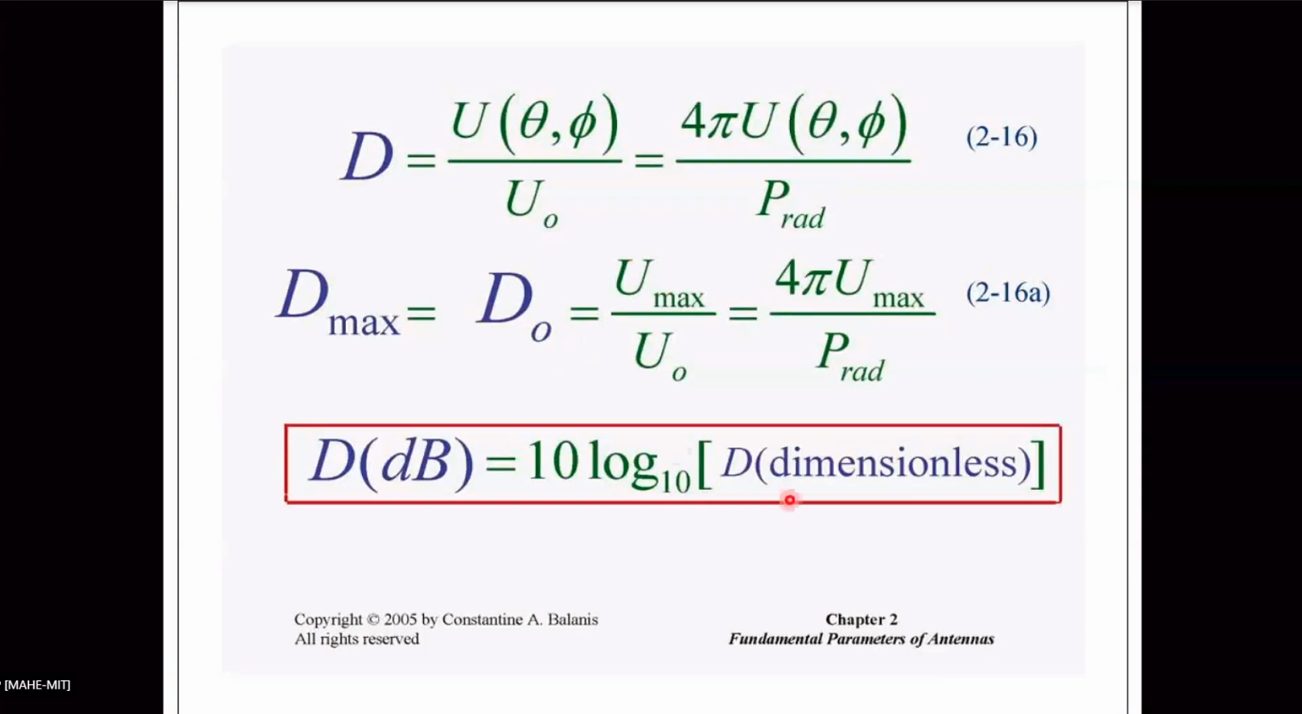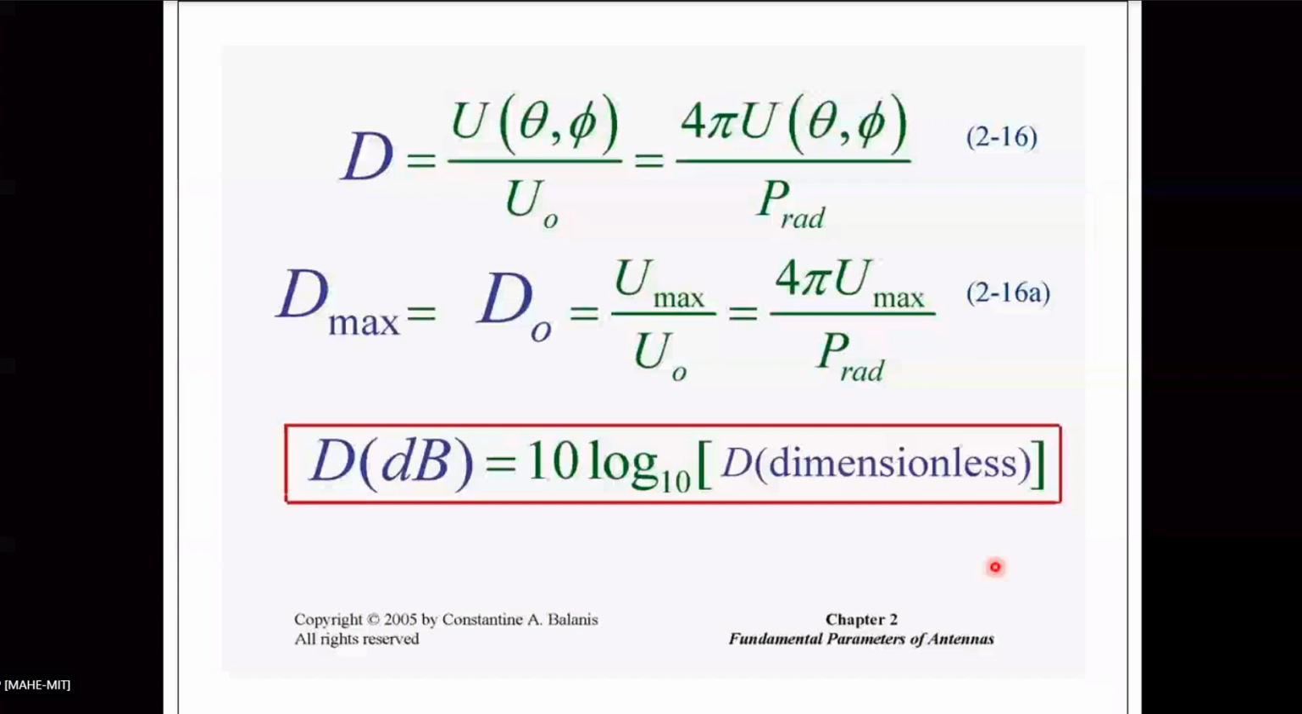So the directivity of a non-isotropic antenna is equal to the ratio of its radiation intensity in a given direction over that of an isotropic source. An isotropic source has a radiation intensity of U naught. So D is equal to U by U naught.